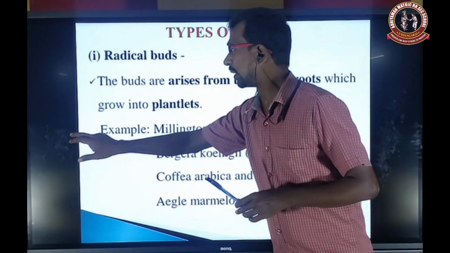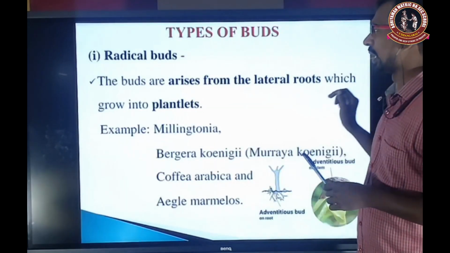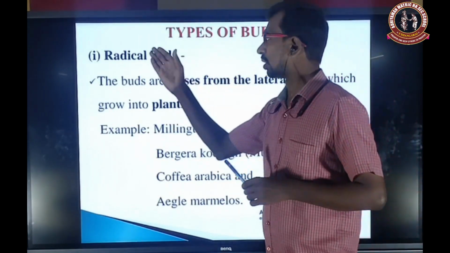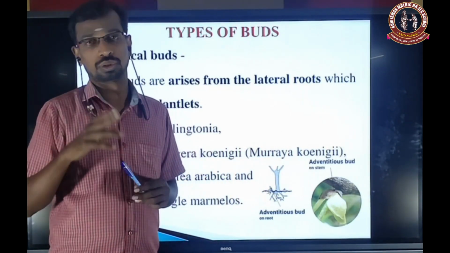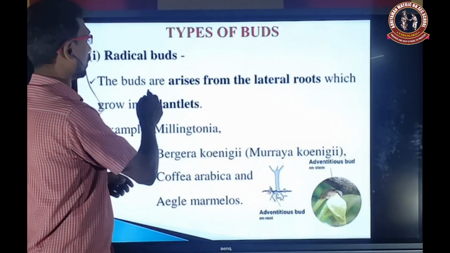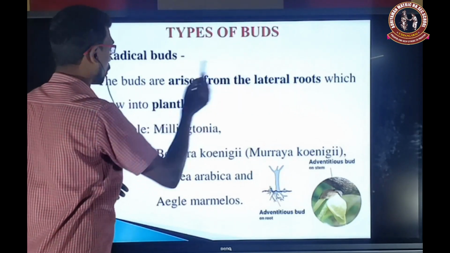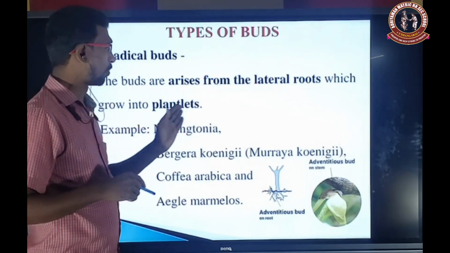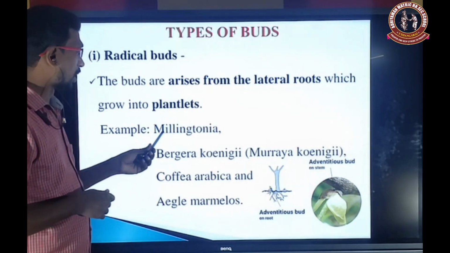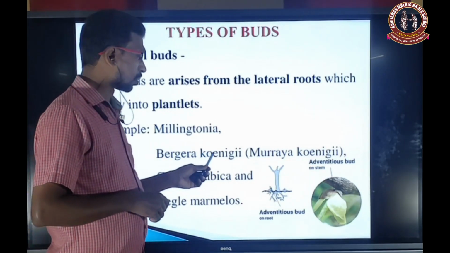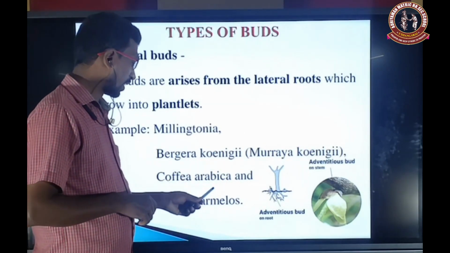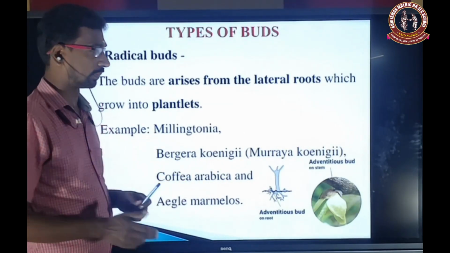The adventitious bud is further divided into different types. First one, radical bud. The name itself has the meaning: the bud will be formed in the root region. This bud arises from the lateral root, and later it will develop into a new plant body. Example: Begonia, Murraya koenigii, Coffea arabica, Aegle marmelos.